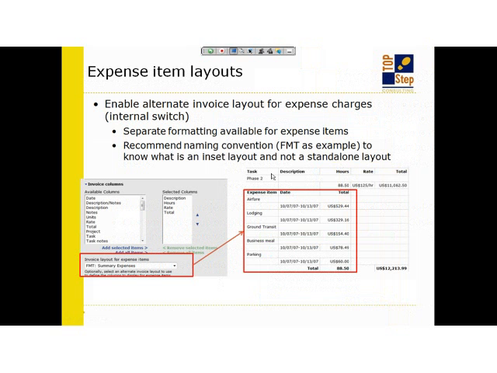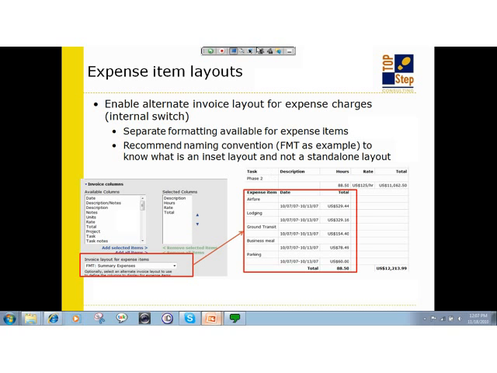So OpenAir actually came up with an option where you can actually insert a different layout to handle the expense item specifically. If you don't see this option in your system, this is an internal switch. Simply have to email OpenAir support and ask for the alternate expense item format. So how does this work?